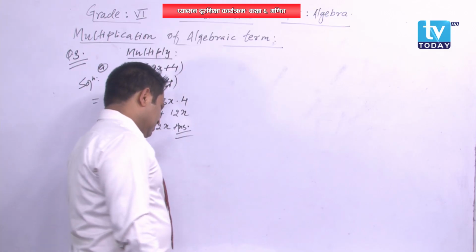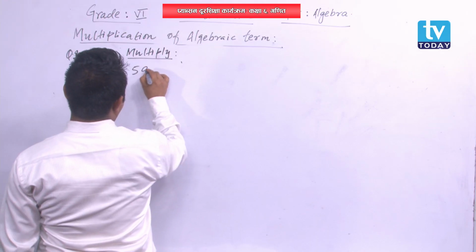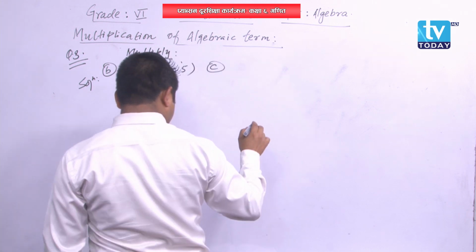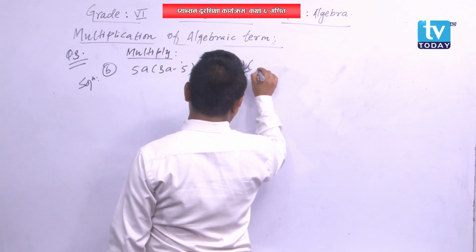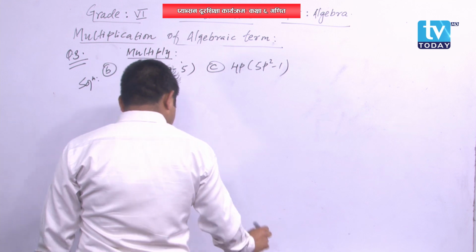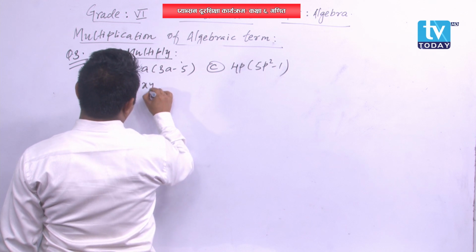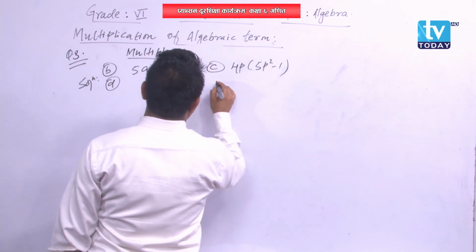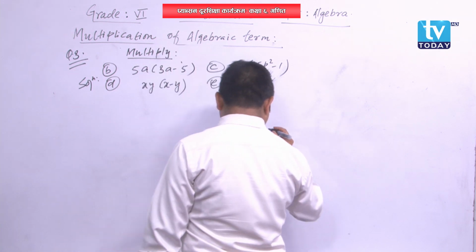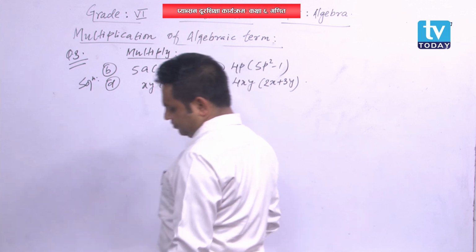Okay. Now let me write another question. Number B, multiply 5a into 3a minus 5. C, 4p into 5p square minus 1. Then D, xy into x minus y. Number E, 4xy into 2x plus 3y.